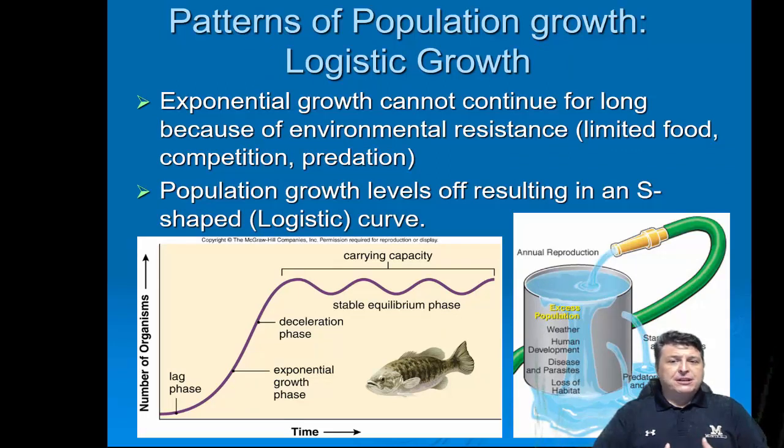There are certain factors in the environment that are going to push back, that are going to cause environmental resistance. These are limiting factors, like the amount of food, how much competition there is, how much predation. Usually at that point, population levels will eventually level off and create what looks like an S-shaped curve, which is indicative of what's referred to as logistic growth. And so this S-shaped curve is what we see with a lot of populations.